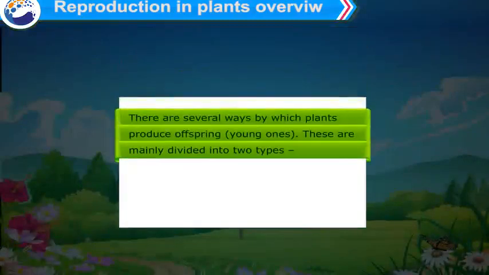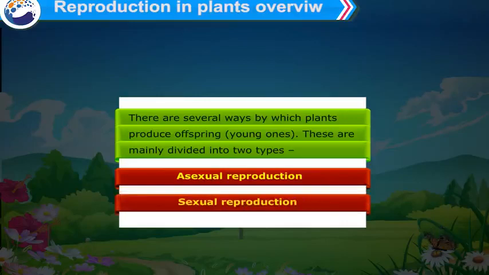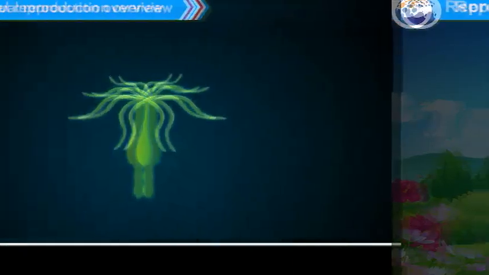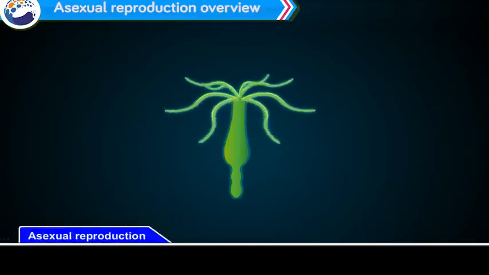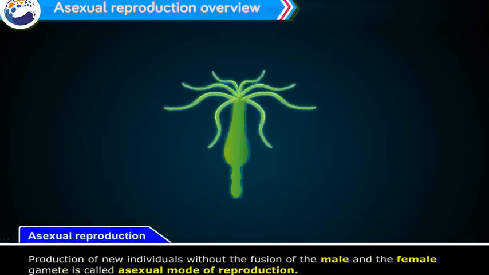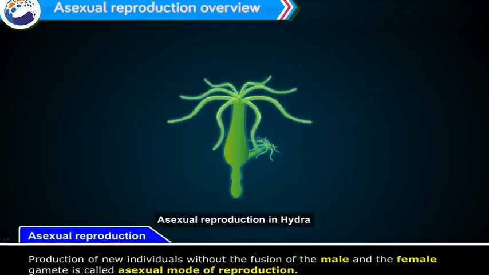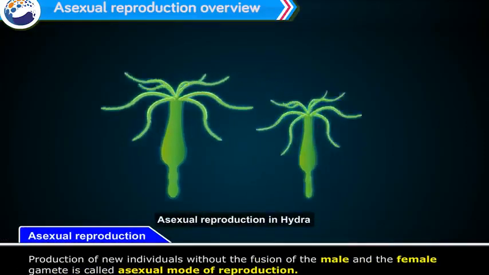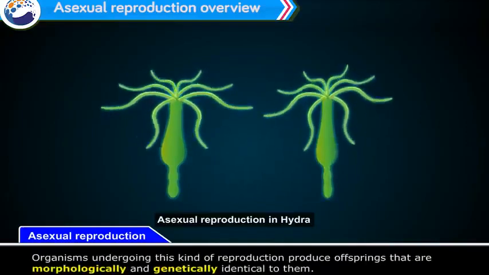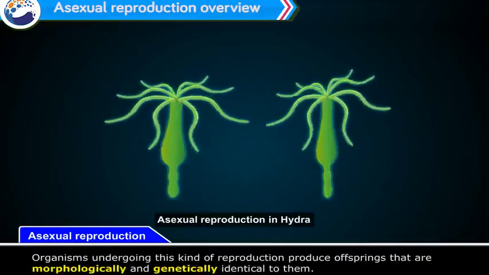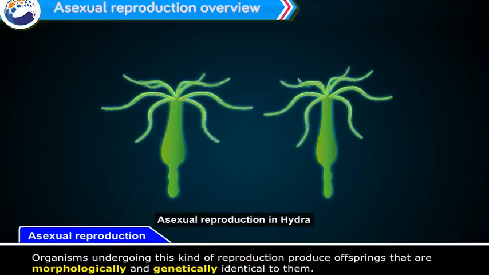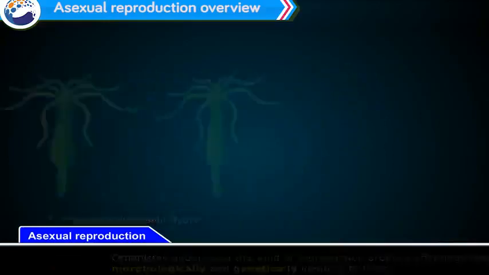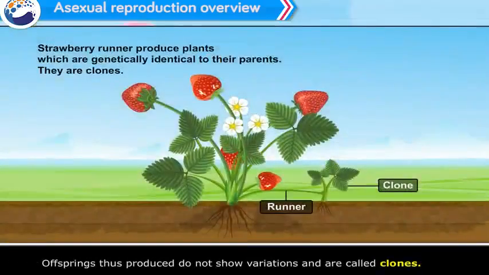There are several ways by which plants produce offspring, that is, young ones. These are mainly divided into two types: asexual reproduction and sexual reproduction. Asexual reproduction. Production of new individuals without the fusion of the male and the female gamete is called asexual mode of reproduction. Organisms undergoing this kind of reproduction produce offsprings that are morphologically and genetically identical to them. Offsprings thus produced do not show variations and are called clones.